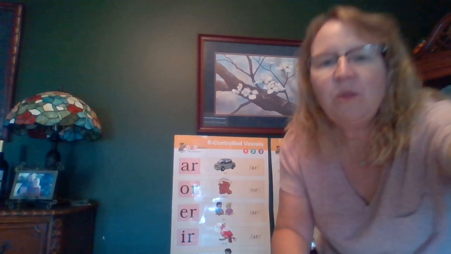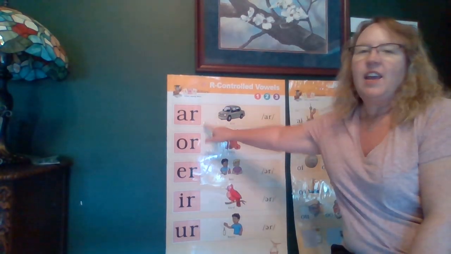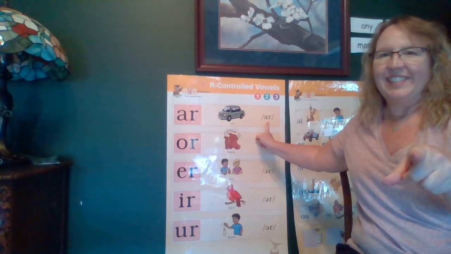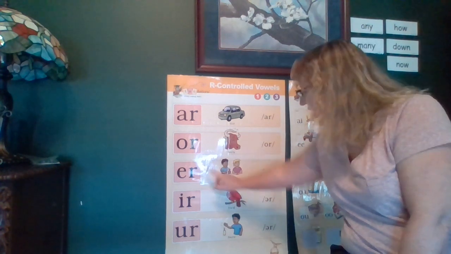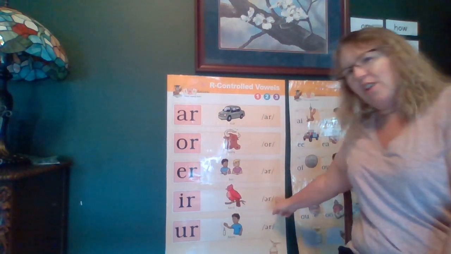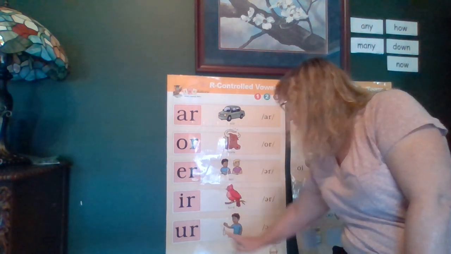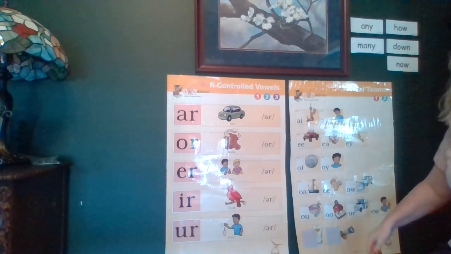All right, we're going to look at our controlled vowels poster. Oh, here we go again. Let's see if we can get the whole thing in here today. All right, so right here we start with AR, car, R. OR, horn, or. ER, her. IR, bird. UR, burn. Good.